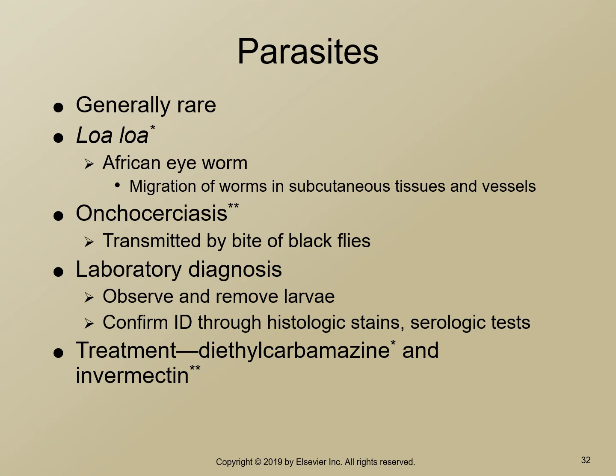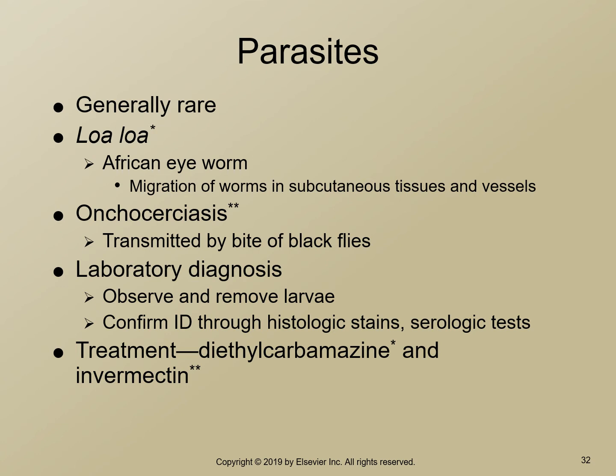Onchocerciasis is transmitted by the bite of the black fly and is also a leading cause of blindness in Africa, and now it's been seen to be endemic in South and Central America. Recovery and diagnosis of ocular involvement depends on observing and removing the larva and then confirming their presence through either histologic staining or isolating the organism from blood or tissues, or confirming it using serologic testing.